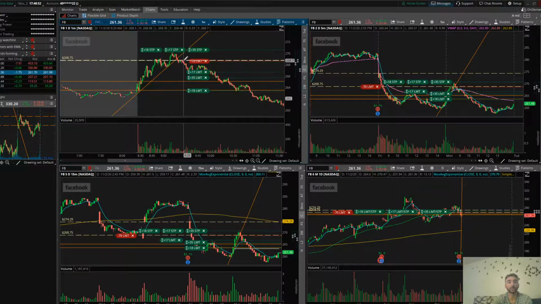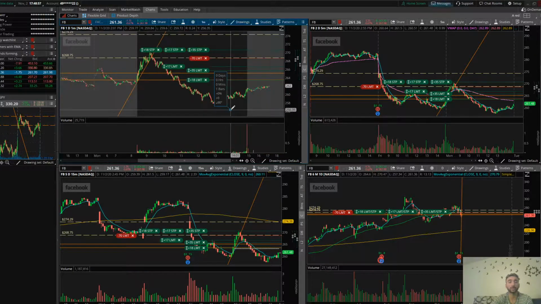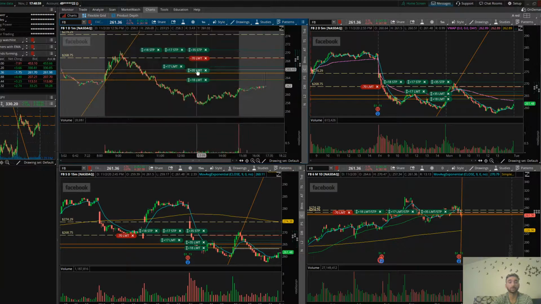So I get short here, it comes down, take some profit, take some more profit, and then maybe you let the winner run. But this is what happened, right? If you want, you can let the winner run all the way. But again, the risk is very small, and look at the reward, it's huge.